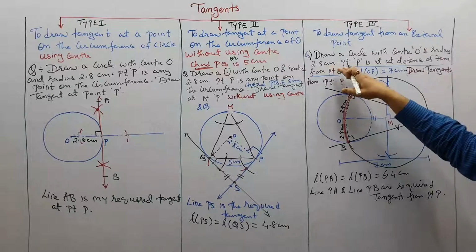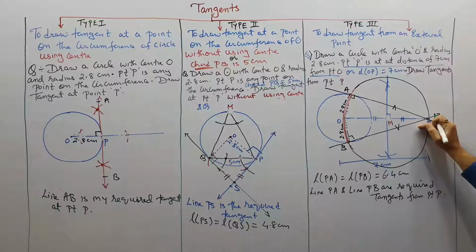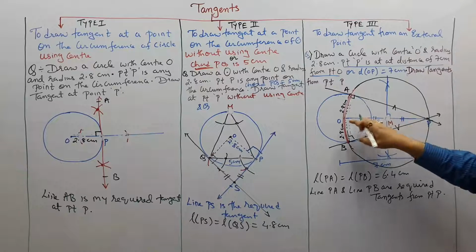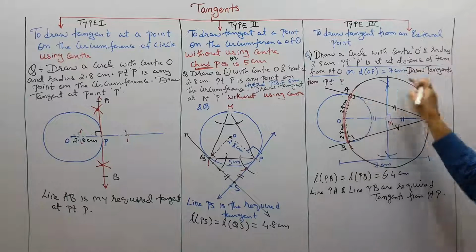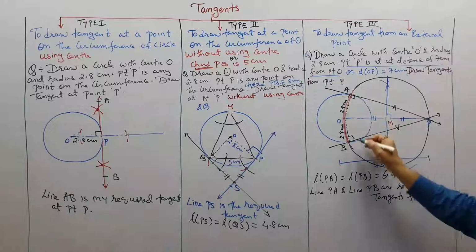Right, here in our sum it is 7 centimeter. We drew a circle, OP. Then we draw the bisector of OP. With M as the center and MO as the radius, we draw an arc or entire circle depending upon the board. Very well defined points, join.